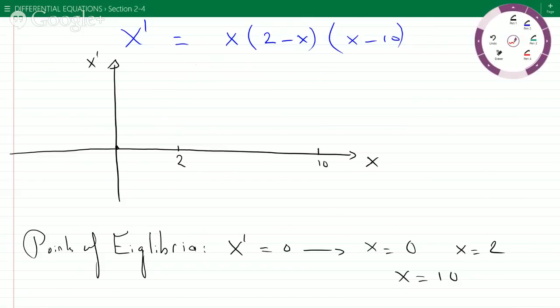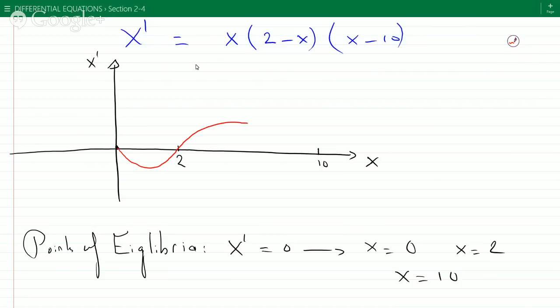Okay, and now we're going to graph. So this is a minus x cubed. So it's going to look something like this.